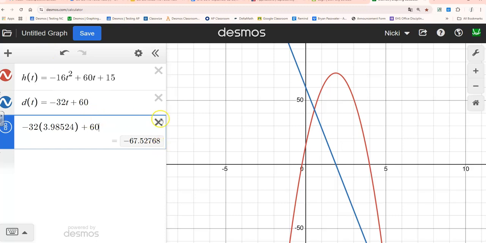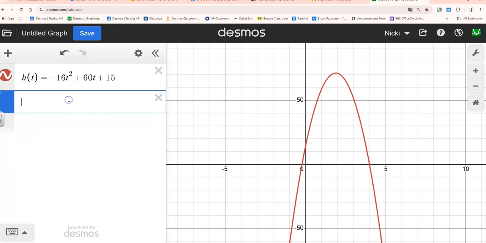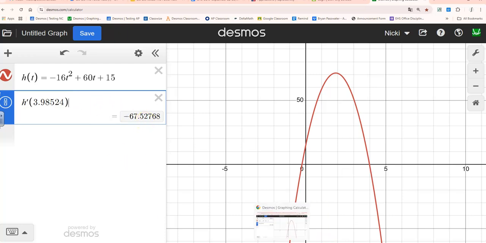Let me also show you something pretty cool here that Desmos will do. Desmos can take a derivative for you if you're plugging in a point, right? So if I type h prime of t, it doesn't want to do anything. But if I tell it h prime of that number we just found, it will automatically give it to me, and I don't even have to find it by hand. Although it's not very difficult to find this one by hand, so it's not saving you much. But so we got negative 67.528 there.